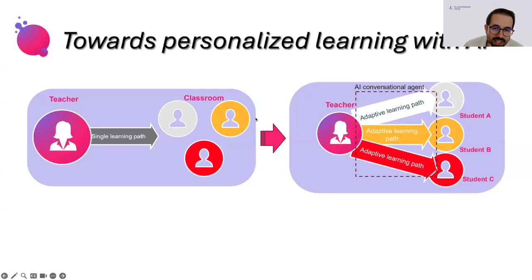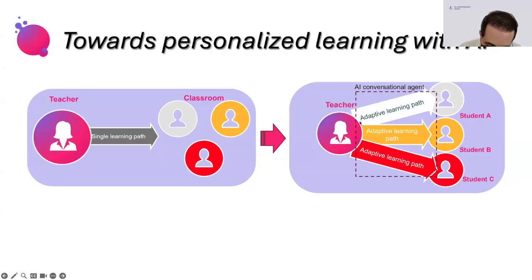So mainly you try to address here the moderate performers. What we try to achieve is to have this AI enhanced classroom. So you have the teacher, and then there is the help of this AI conversational agent, and there is an adaptive learning path for each student.